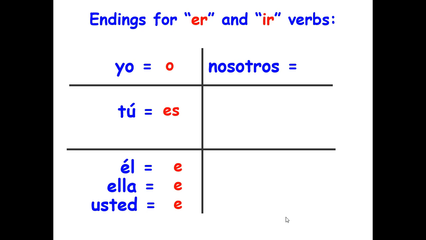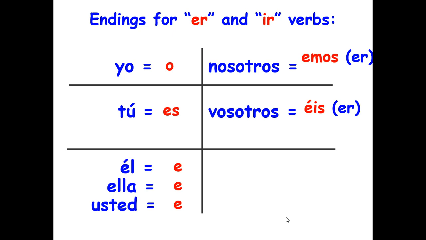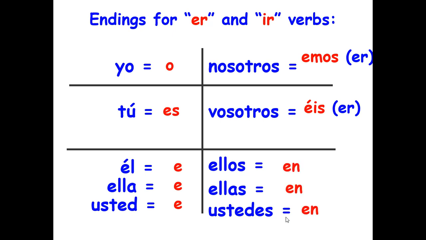For nosotros, for ER verbs, you're going to take off the ER and add emos. Vosotros, if you're in España, take off the ER and add éis. And for ellos, ellas, and ustedes, you take off the ER and add en. O, es, e, emos, en.